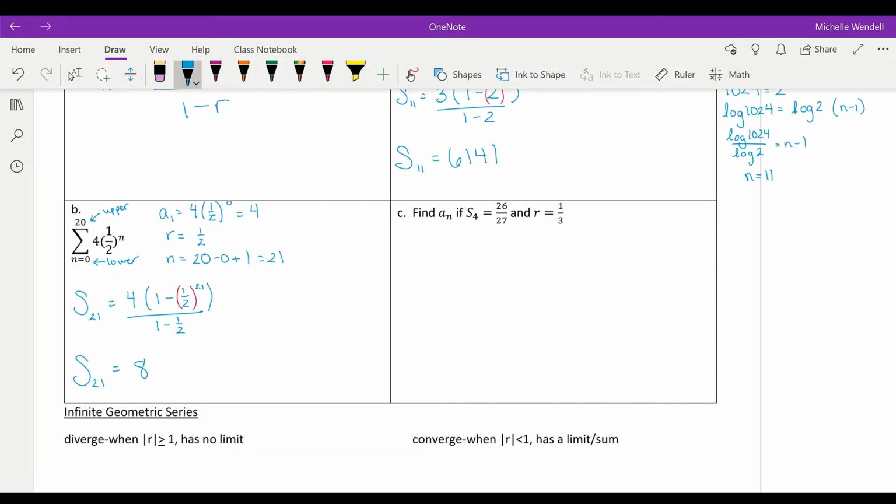In this last example, we need to find a sub n given S sub 4 equals 26 over 27 and r equals a third. So that S sub 4 is the sum of 4 numbers. So I'm going to use my sum formula to figure out the missing parts that I need. So 26 over 27 equals a sub 1, which I don't have, times 1 minus my r, which is a third. I know it's to the fourth because this was the sum of 4 numbers, over 1 minus a third. Now I'm going to simplify.